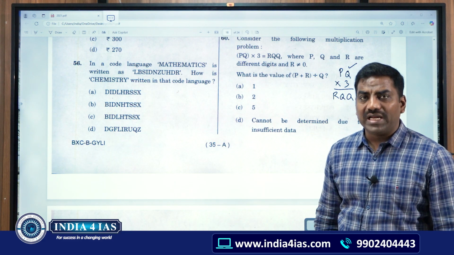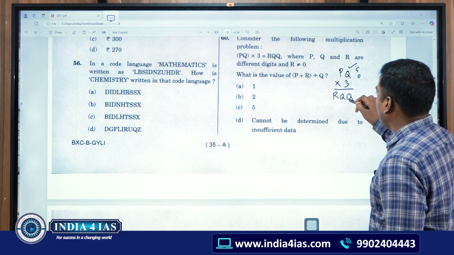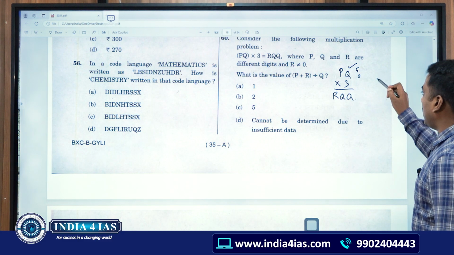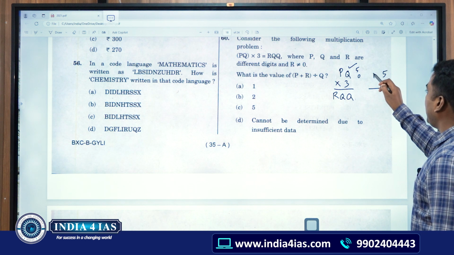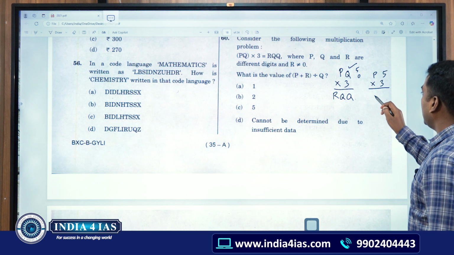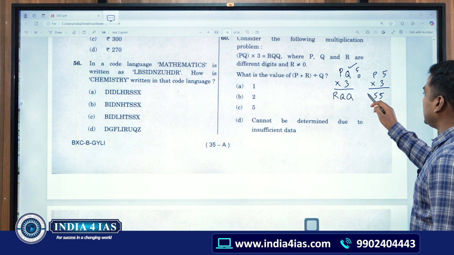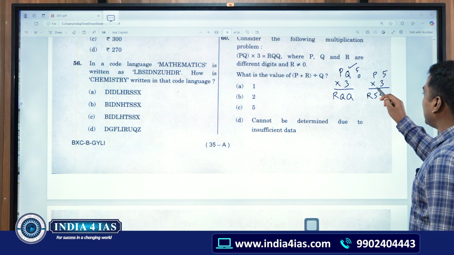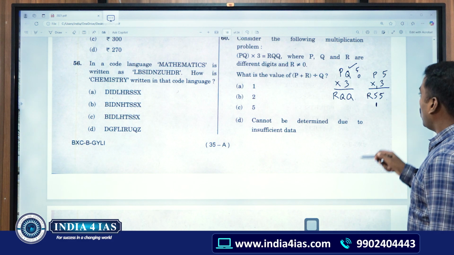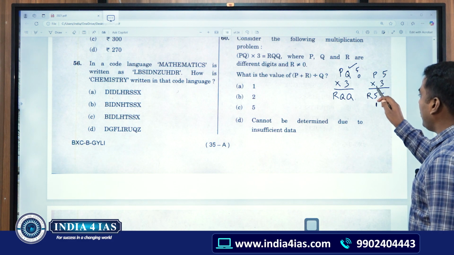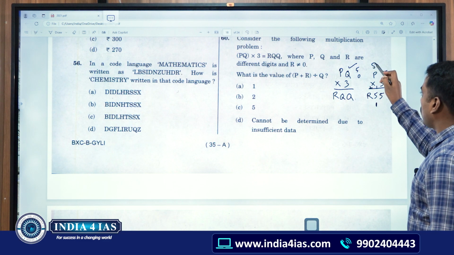If you go on doing like that, only when this is 5 or 0 will we get the same result here. So let me take this as 5. Then P5 into 3 will give me something ending with 55. So this is R. So 3 5s are 15. I need 5 again. Only when I get 3 8s are 24 plus 1, then I am going to get this 25. So P is equal to 8.